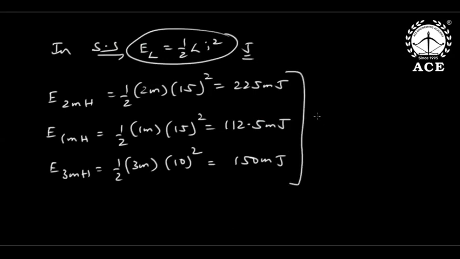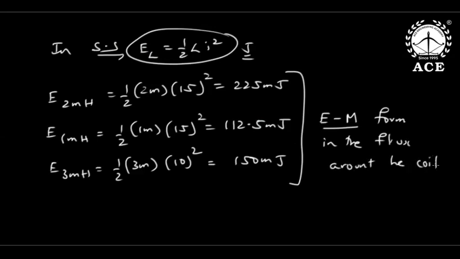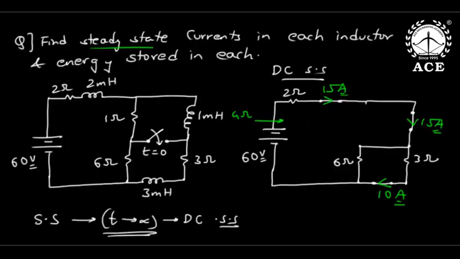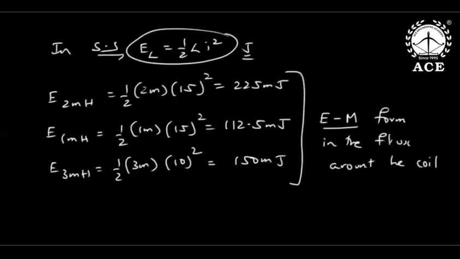Now all these energies are in what form? They are in electromagnetic form, held in the magnetic flux around the coil. That's the meaning. Where is this energy? In a resistor, we know the resistor converts and dissipates energy in the form of heat. But in an inductor, the energy is in the magnetic field stored around the inductor coil. So this is directly a steady state problem, sir. We got the answer.